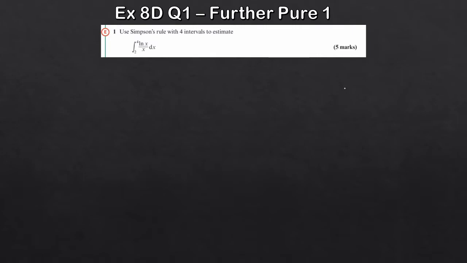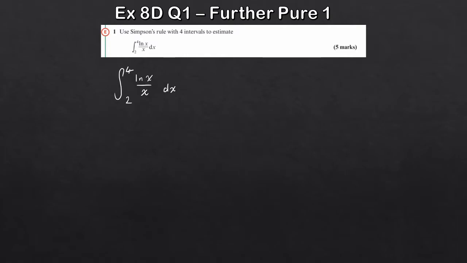So what we've got here is a question where we've got to use 4 intervals to estimate this function here, ln of x over x. Now, Simpson's rule gives us an approximate answer for an integral. So we're integrating ln of x over x between 4 and 2 dx.